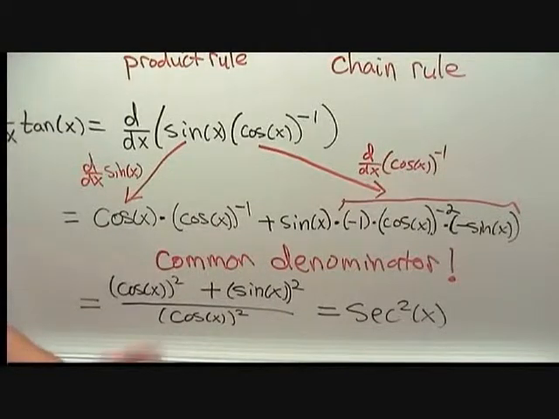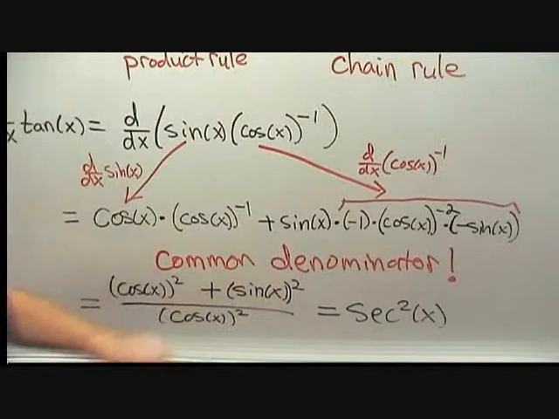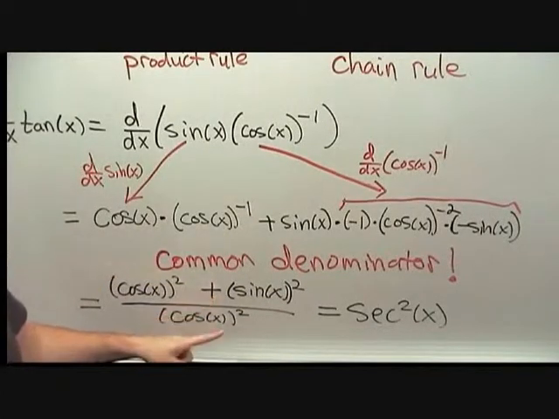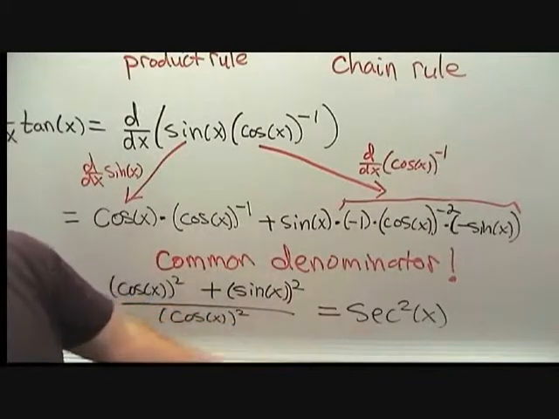Now it's time to use a trig identity and a definition. The trig identity is here, cosine squared of x plus sine squared of x is equal to 1. We're left with 1 over cosine squared, which is the same thing as secant squared.